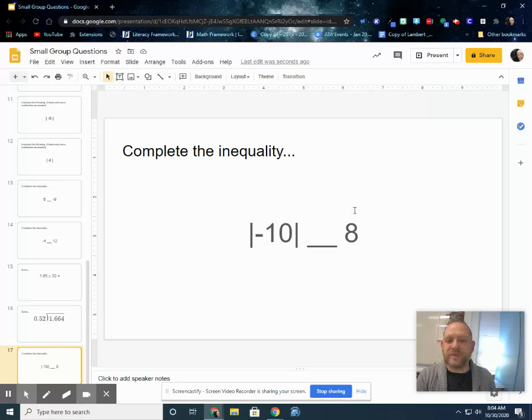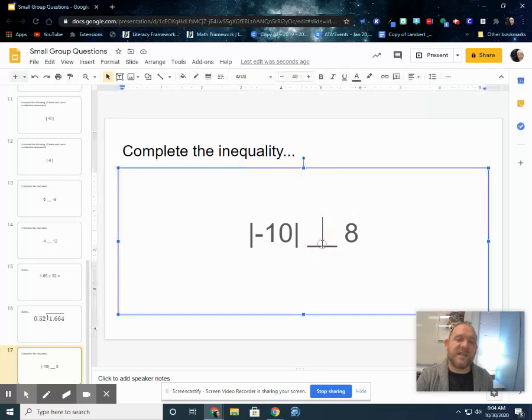So as we look through this, this is the most commonly missed as we're working in our small groups. Remember, the absolute value of a negative number is its positive value. So the absolute value of negative 10 is positive 10. Positive 10 is less than, greater than, or equal to 8. Of course, 10 is bigger than 8, so we would say that the absolute value of negative 10 is greater than 8. And there you go.